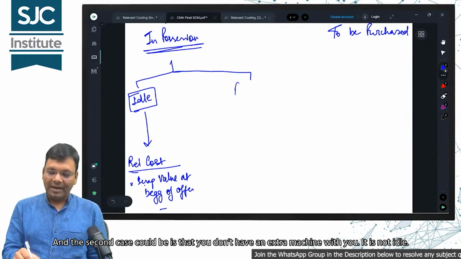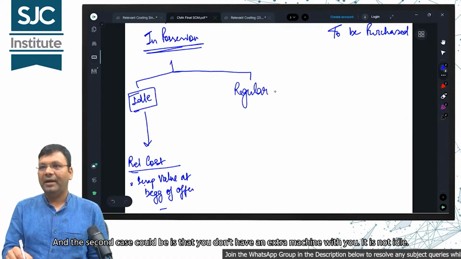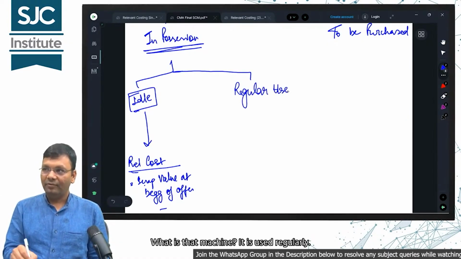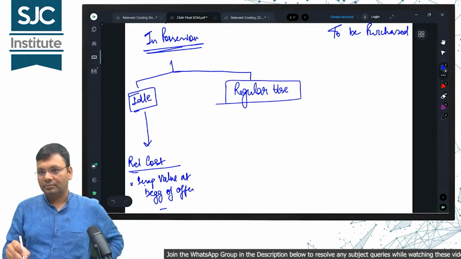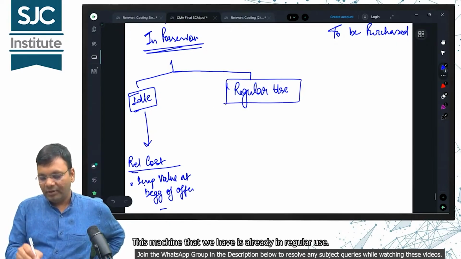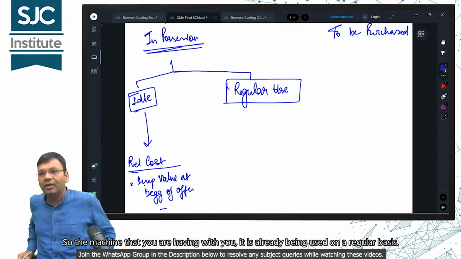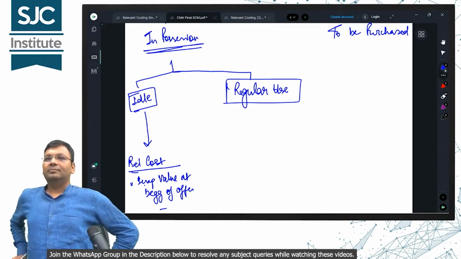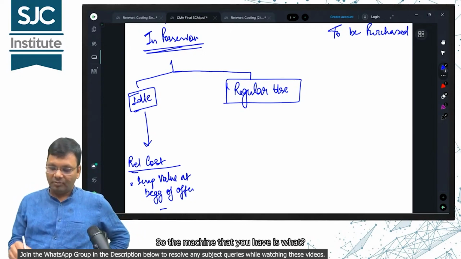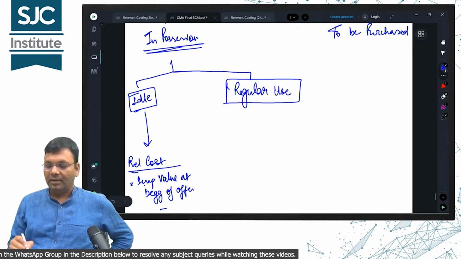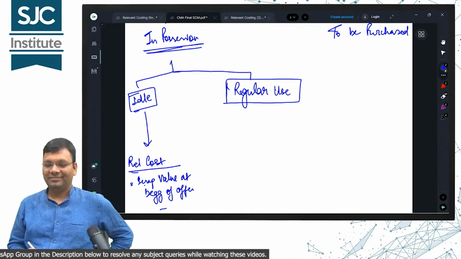And the second case could be that you don't have an extra machine with you. It is not idle. What is that machine? It is used regularly. This machine that we have is already in regular use. So the machine that you are having with you is already being used on a regular basis. Did you get the point? So the machine that you have is being used regularly.